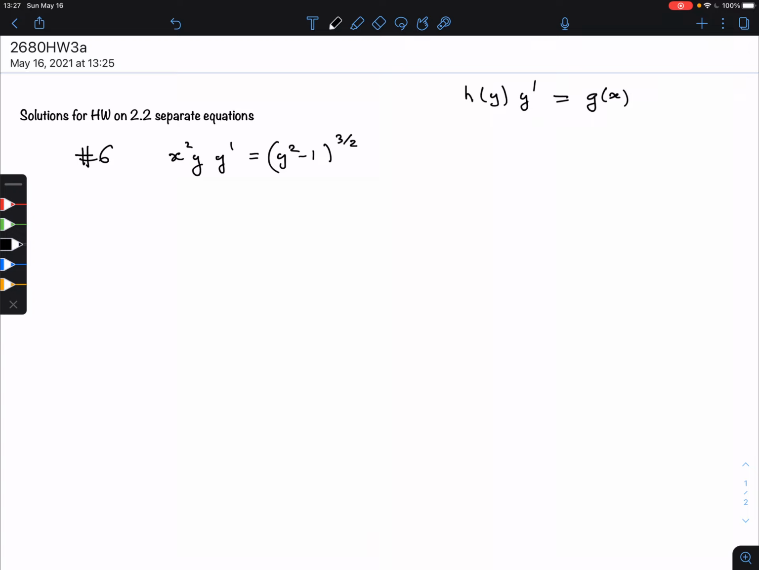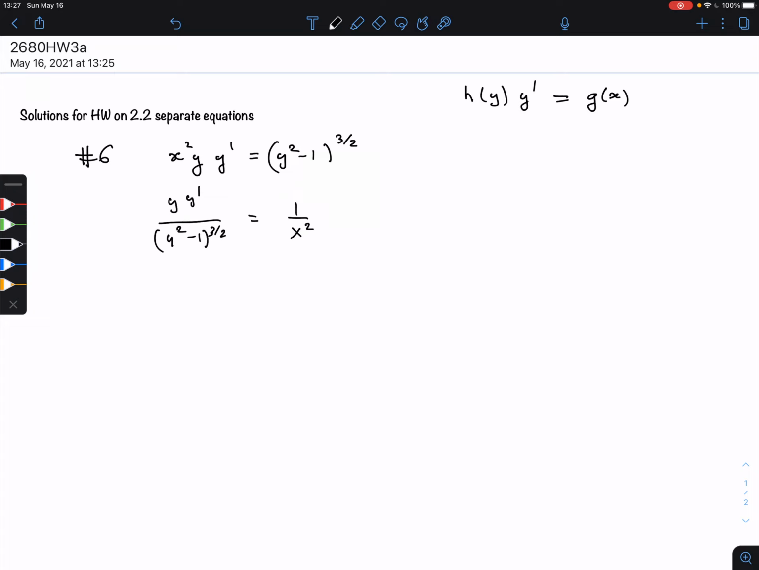Often you get it in a form that is not exactly like this, like number 6, but you can easily make it do that by cross-multiplying. So let's do that. We get y prime over (y squared minus 1) to the power 3/2 equals 1 over x squared. Okay? The x squared has to go to the right, and (y squared minus 1) to the 3/2 goes to the left. And now we have it separated.